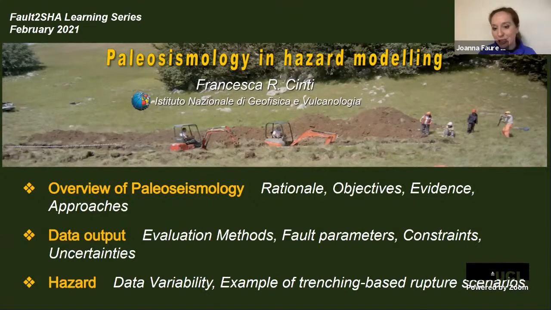We were delighted to have Lucilla Benedetti last time, and today I'm really happy to welcome Francesca Cinti. I know she is well known to quite a few of you. For those of you who don't know her, she has over 60 peer-reviewed publications with over 1,800 citations to do with earthquake hazard, paleoseismology, and topics relating to these. So she certainly is a great person that we're very excited to hear from today. She's going to be talking about paleoseismology in hazard modeling.